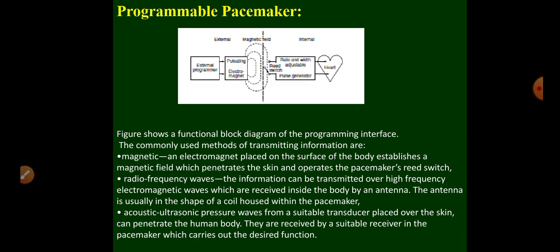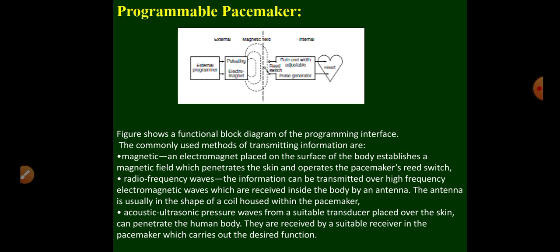Okay, so next coming to programmable pacemaker. A programmable pacemaker consists of two parts: the external unit, which generates the programmed stimuli, which is transferred to an internal unit by one of the several communication techniques. Okay, so from the figure you can observe the block diagram of the programming interface, right? Okay, and to transmit the stimuli to the internal unit.